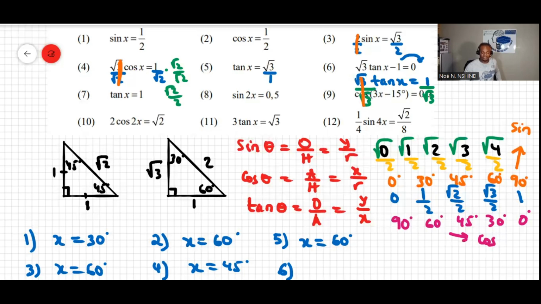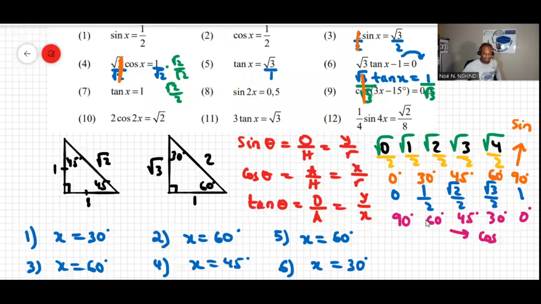Now, because it's tan, I can just use this one. 1 over root 3. So opposite is 1 and adjacent is root 3, meaning the angle must be 30 degrees, because 30 degrees is opposite to 1 and 30 degrees is adjacent to root 3. So we can say x equal to 30 degrees.